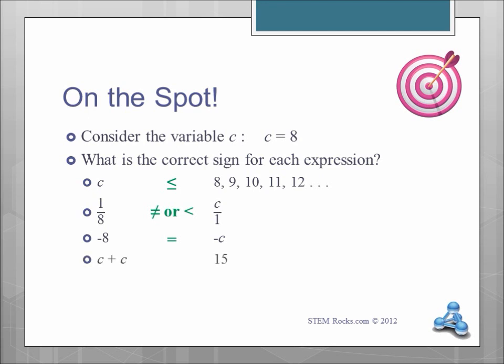What about C plus C and 15? C is equal to 8, so C plus C equals 8 plus 8, which is 16. That means the sign is greater than.